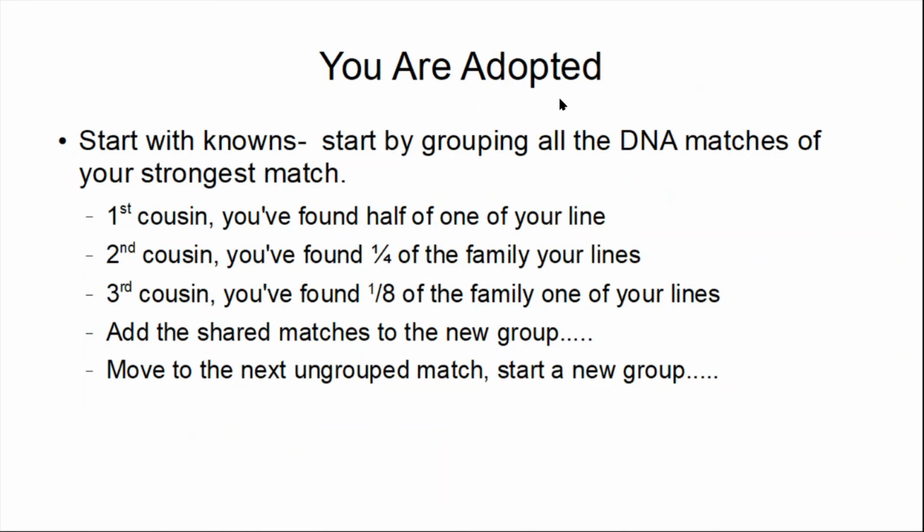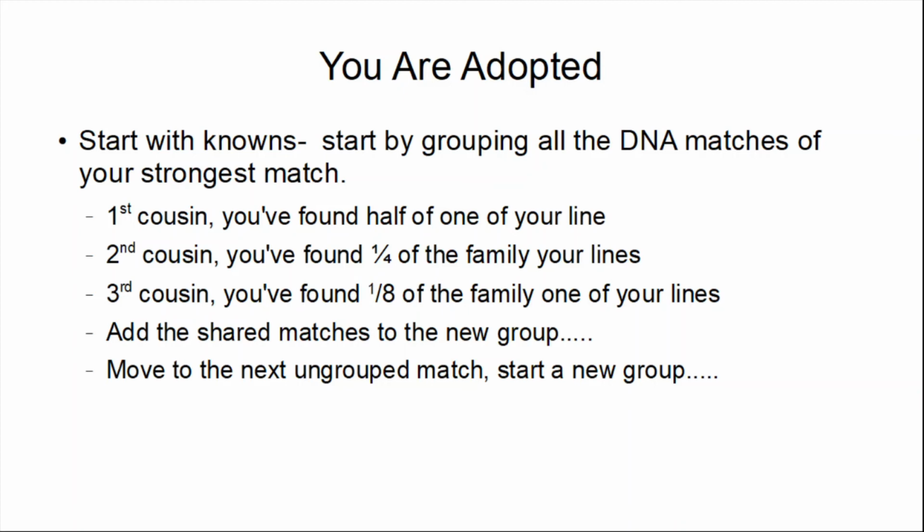What about if you are adopted? Again, we're going to start with knowns, and you're going to say, I don't know anything, but yes, you do. The only thing you know is who is your strongest DNA match. So you can start by grouping all the DNA matches of your strongest match. If it's a first cousin, you found half of one of your lines, second cousin a quarter, third cousin an eighth. Add the shared matches to the new group. Then move to the next ungrouped match and start a new group.